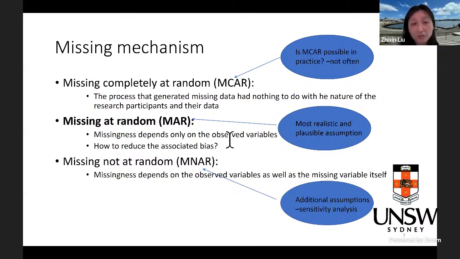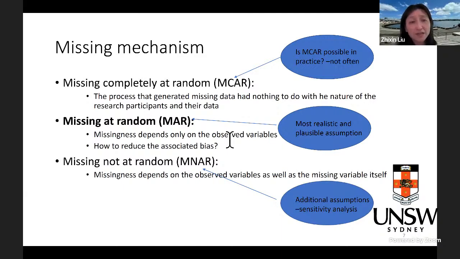The last mechanism is called missing not at random. So that is, even conditional on the observed variables, the missingness still more or less depends on the missing variable itself. When it is missing not at random, what we can generally do is quite a lot of sensitivity analysis and impose additional assumptions to then evaluate the departure from missing at random.